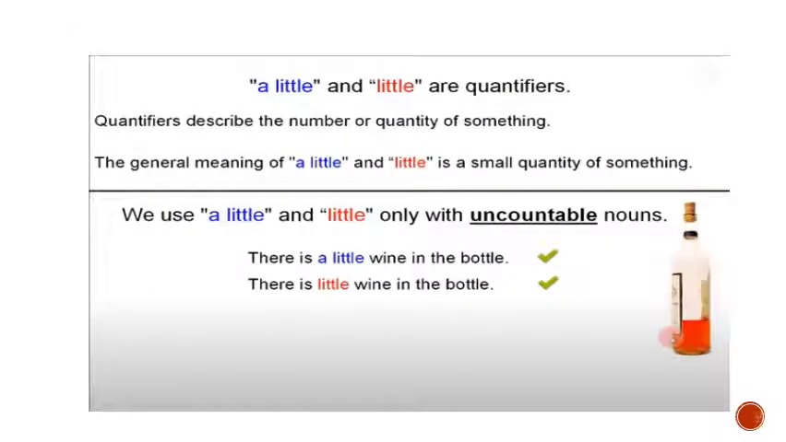A little and little are quantifiers too. Quantifiers describe the number or quantity of something. And the general meaning of a little and little is a small quantity of something. But we use a little and little only with uncountable nouns. There is a little wine in the bottle is correct. There is little wine in the bottle, it is correct too. But what is the difference in meaning?